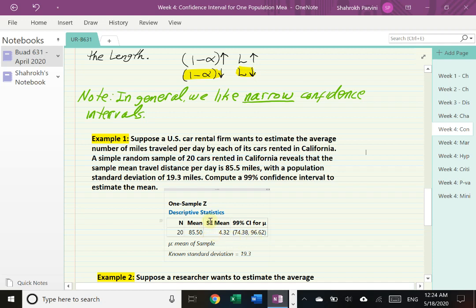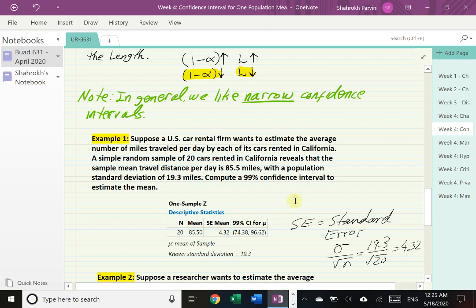Now this is what I mentioned, that SE mean. SE here stands for the standard error. That's actually sigma over root n. That's what that number is. So if you take your sigma, which is 19.3, and divide it by the square root of the sample size 20, I bet you're going to get 4.32. That's how that's calculated. And there's your confidence interval. So it's pretty simple, actually, using Minitab.